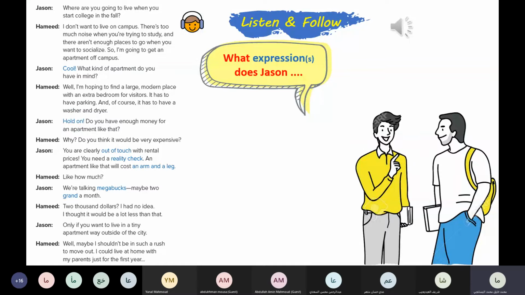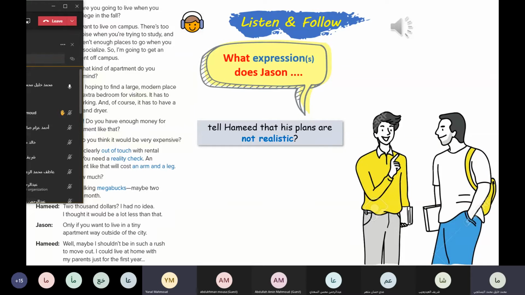Now, what expressions does Jason use to tell Hamid that his plans are not realistic? Here we have two expressions which Jason said to Hamid about his plans. Yanal? You are out of touch. Good. Out of touch? You are clearly out of touch.